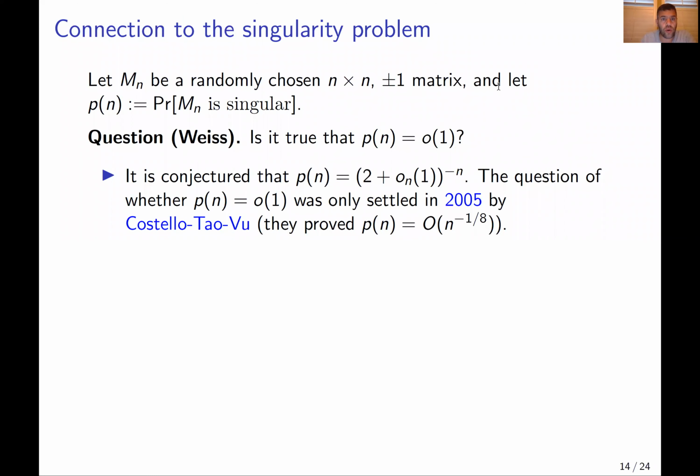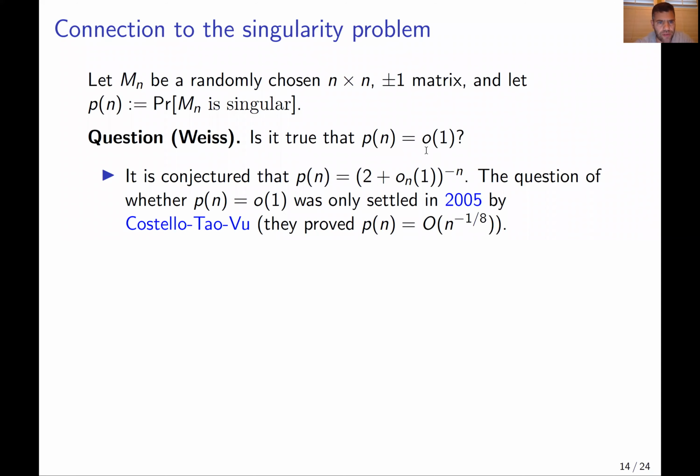And now I want to switch to a completely unrelated problem before I show you the proofs. So suppose that you take M_n to be a randomly chosen n by n plus-minus 1 matrix, and, I didn't write it here, it should be symmetric. So suppose that you take M to be an n by n symmetric plus-minus 1 matrix. And then we can ask, what's the probability that M_n is singular? Okay, I missed the word symmetric here. And there is an old question of Weiss, who asked, is it true that P_n is little o of 1? So it's conjectured that this probability is actually very close to 2^(-n).